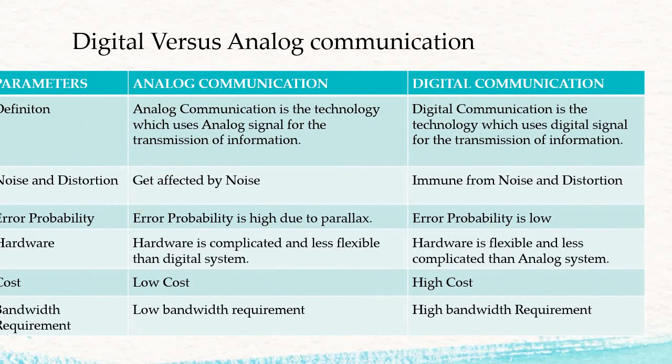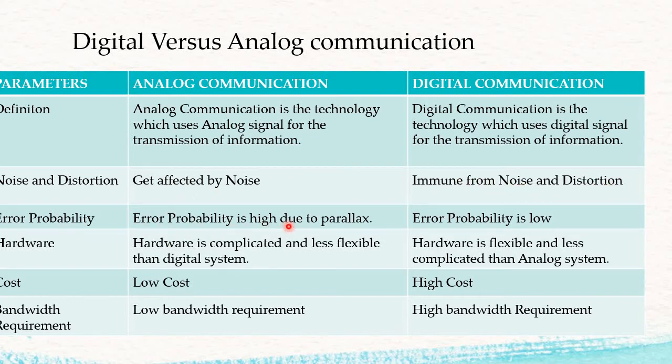Now, digital versus analog. What are the differences? Now we are going to discuss some differences between digital and analog communication. An analog communication system is a technology which uses analog signals for the transmission of information. Digital communication is a technique which uses digital signals for the transmission of information. Analog gets affected by noise, while digital has better immunity to noise and distortion.